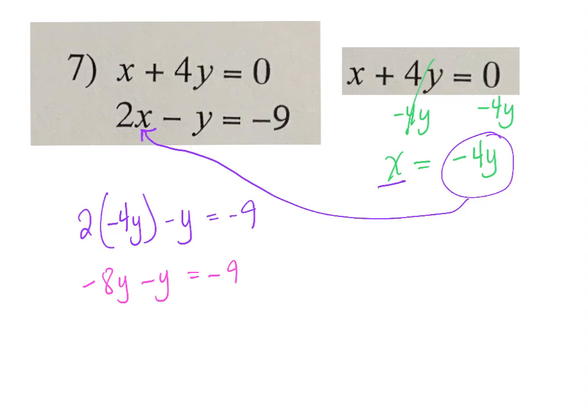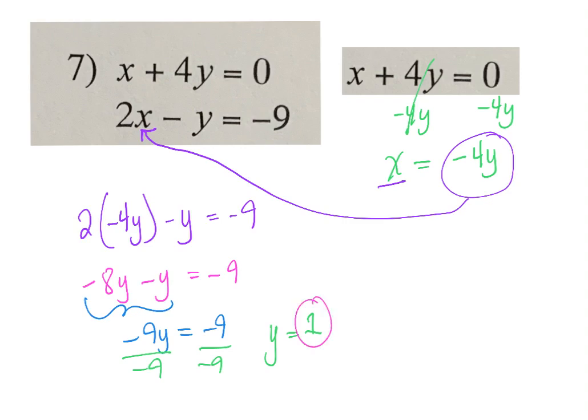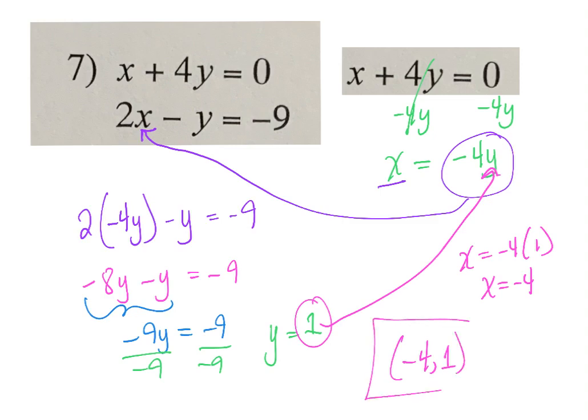I need to combine my like terms. -8 and -1, that's -9. And then I'm going to divide by the -9. So I have y equals +1. Now that I know y, I can go back to my equation and substitute. Again, x equals -4 times 1. So x equals -4. So my final answer here is (-4, 1).